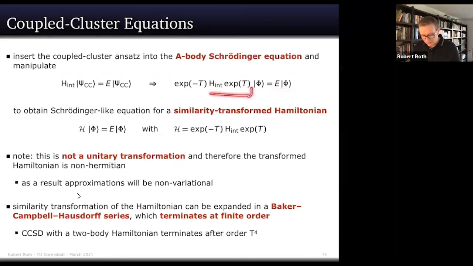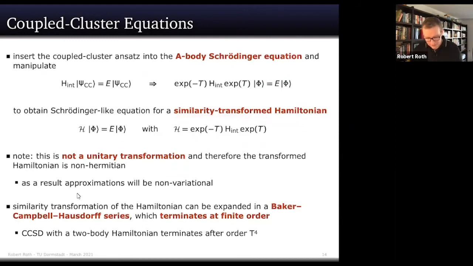And this thing here, unfortunately, is not a unitary transformation, but it is a similarity transformation, which is also good. And you can simply define this as a similarity transformed Hamiltonian, this calligraphic H, and then you are back to this simple looking eigenvalue type equation. It's not unitary, and that has consequences. For unitarity, this inverse, the e to the minus t, would have to be equal to the Hermitian adjoint of e to the t, and that's not the case. But still, having a similarity transformation in there is a very useful thing.